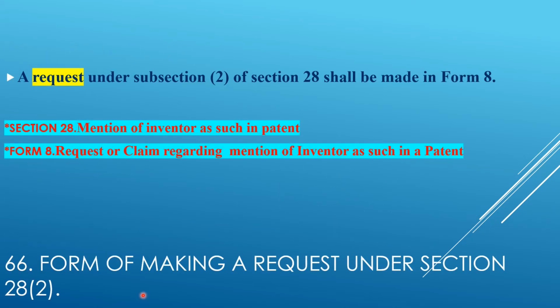Let us go through Rule number 66 in detail. The title is Form of Making a Request under Section 28 subsection 2. As it has no subrules, we will go through the description straight. A request under subsection 2 of Section 28 shall be made in Form 8. That means the relevant section is Section 28 and the relevant form is Form number 8.